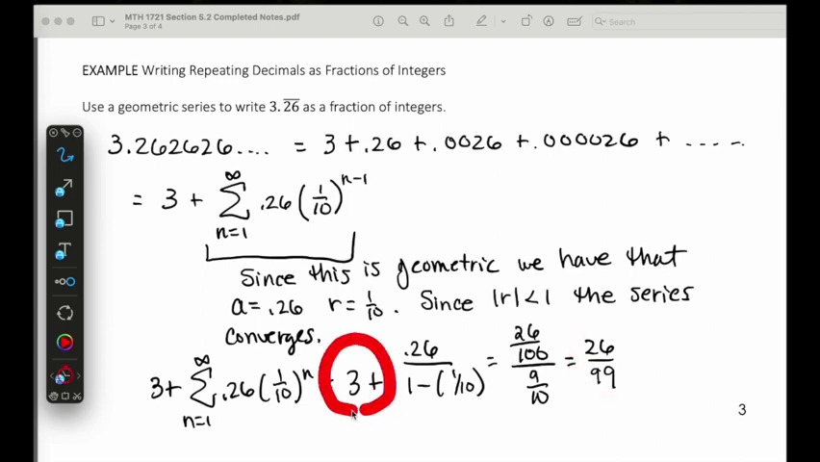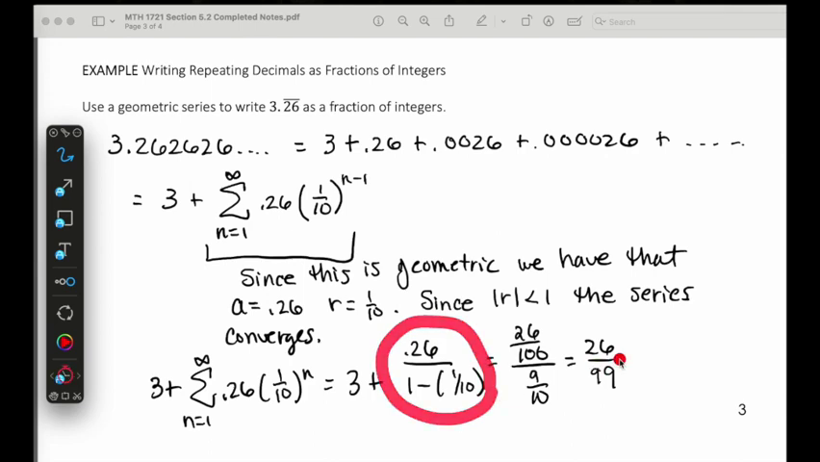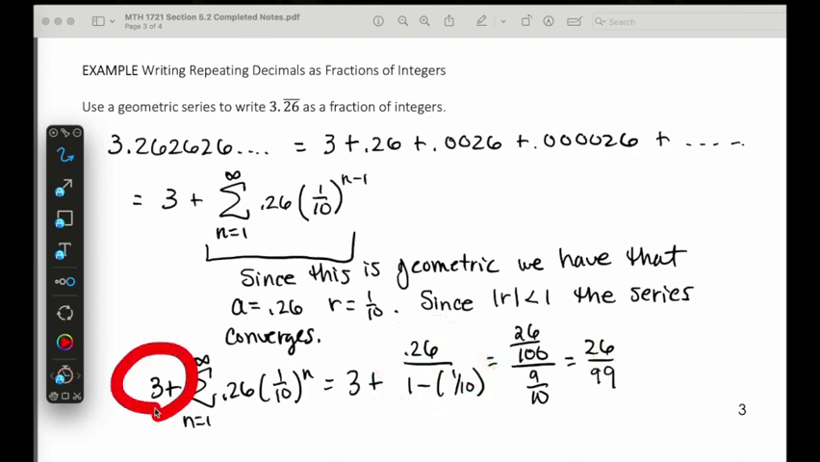And then, of course, you add in the 3, which I skipped because I was focused on this part. But this part here is 26 over 99. And then, of course, you still have to add it to the 3. So 3.26 repeating as a fraction would be 3 and 26 over 99.